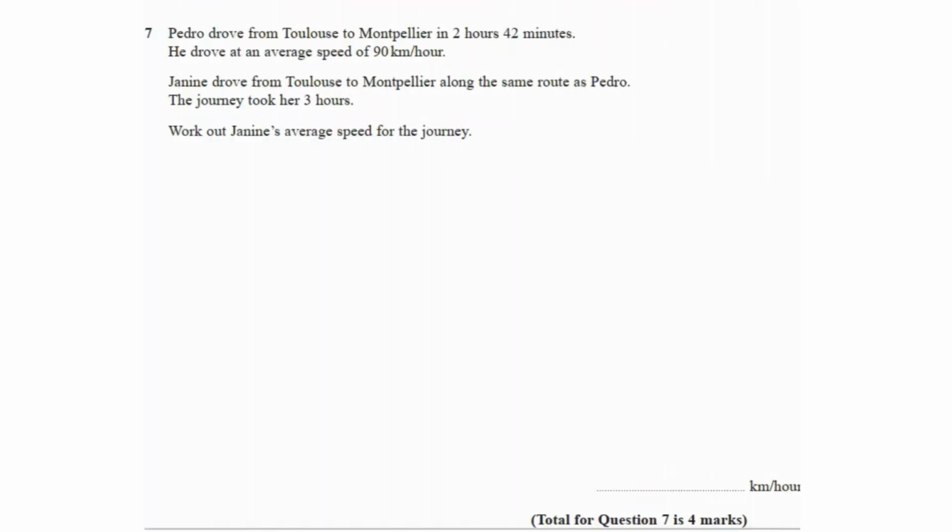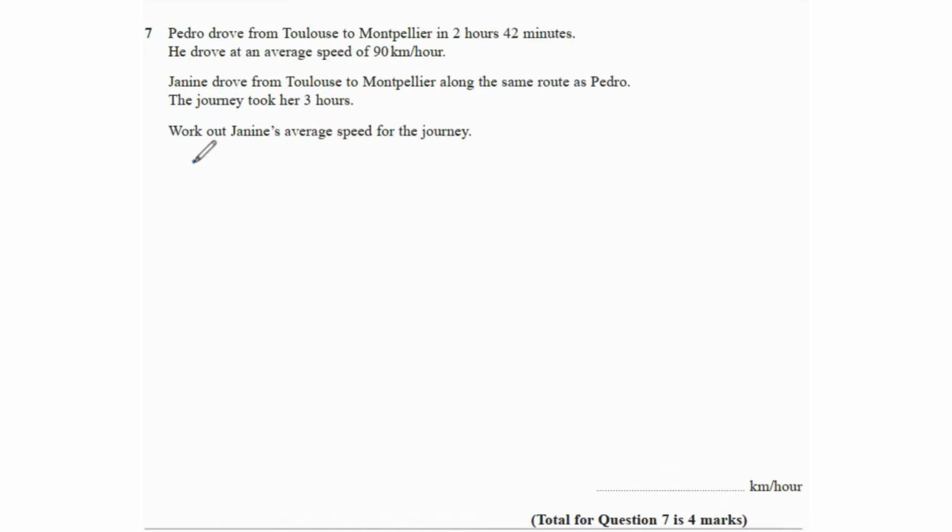Then this one says Pedro drove from Toulouse to Montpellier in 2 hours and 42 minutes. He drove at an average speed of 90 kilometers per hour. Janine drove from Toulouse to Montpellier along the same route as Pedro, and the journey took her 3 hours. We need to work out Janine's average speed for the journey. So first, we'll use Pedro's data to find the distance, because if it's the same route, that means the distance is going to be the same.